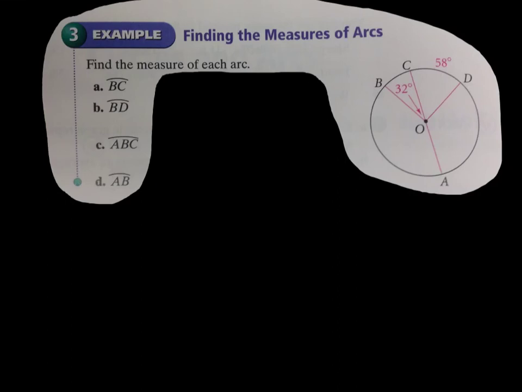Okay, example 3 asks you to find the measure of the following arcs. You have to find the measure of arc BC, measure of arc BD, measure of arc ABC, and the measure of arc AB. Please pause the video while you try to figure this out. Remember, the measure of the arc is the same as the measure of its central angle. So, the measure of arc BC is going to be the same as the measure of angle BOC, which is 32 degrees. The measure of arc BD would be the same as the measure of angle BOD, which would be 32 plus 58, which is 90 degrees.